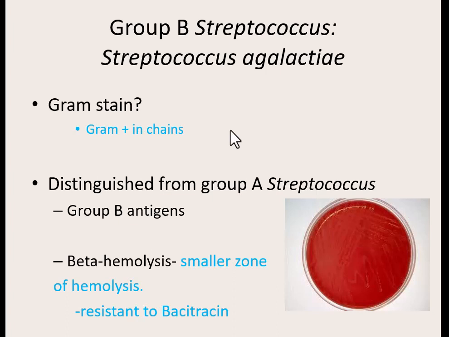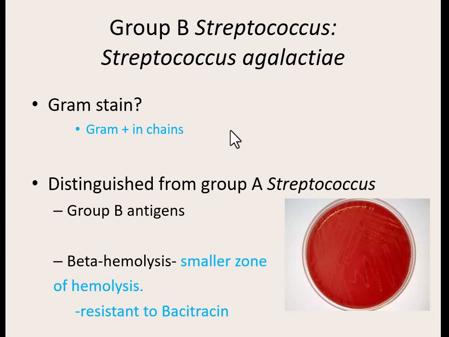Someone that has that strep throat infection, that eating away of the red blood cells is going to be very evident, huge clearing around the colonies. The strep B, the Streptococcus agalactiae, usually has a smaller zone of beta hemolysis. It's also resistant to an antibiotic called bacitracin, which some of the other strep bacteria, which is coming up, are sensitive to.